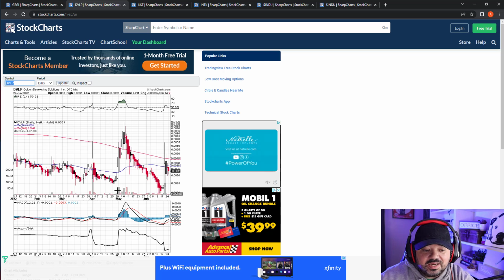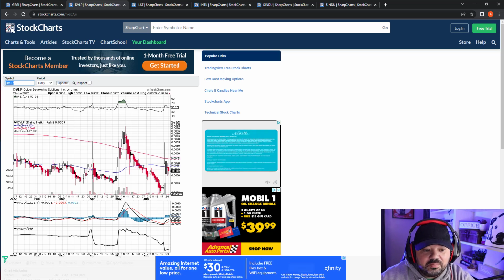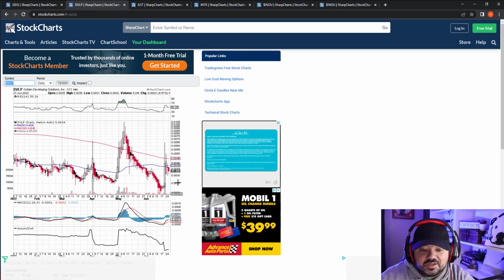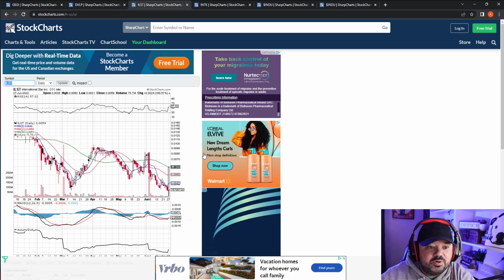So I like to see consistent volume like this. Even if you have a red day, nice volume blocks will actually push it up. And then you can see volume die, so the stock's going to die itself. And then let's pull up another one.